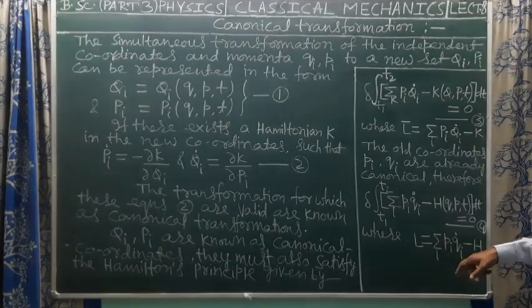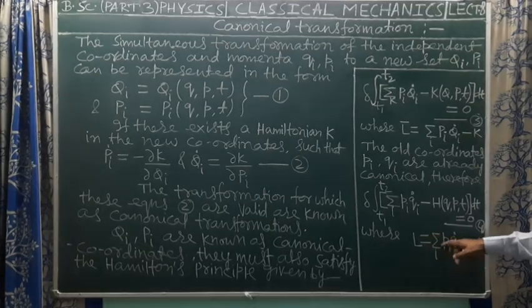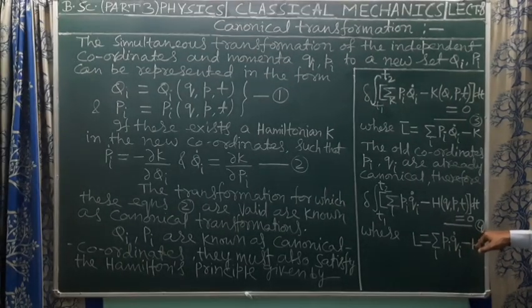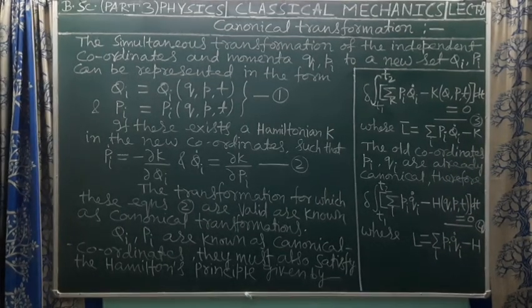where the Lagrangian function in the old coordinate system is capital L equal to sigma over i, p_i q_i dot minus capital H, which is the Hamiltonian function. H is the Hamiltonian function in the old coordinate system, while capital K is the Hamiltonian function in the new coordinate system.